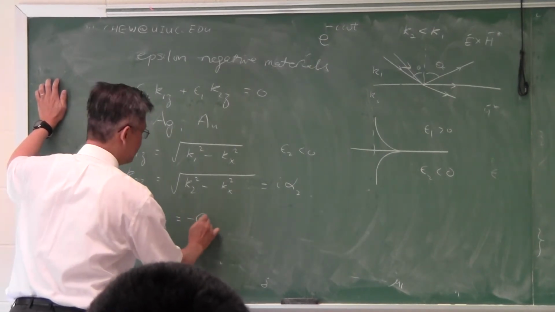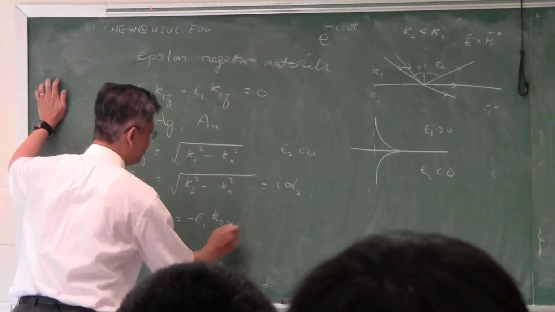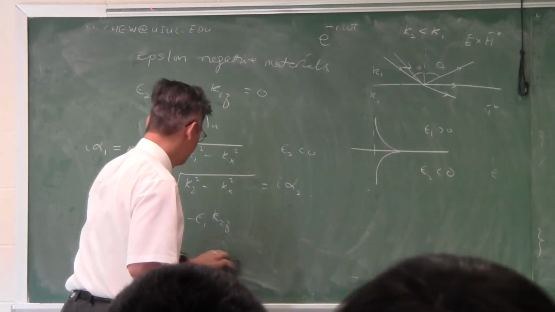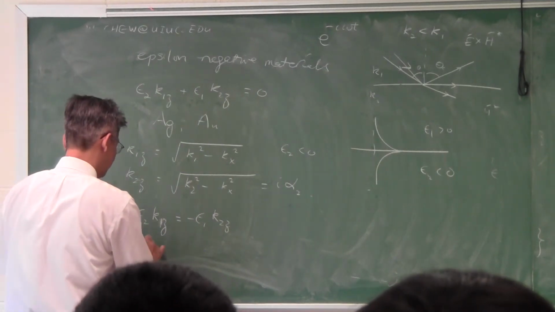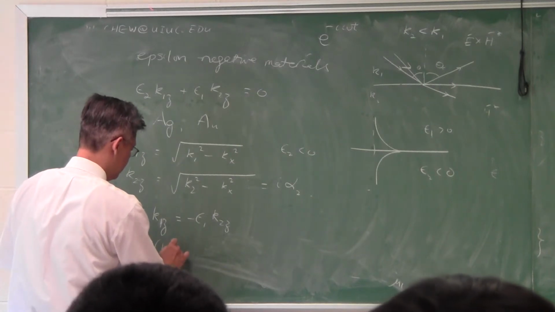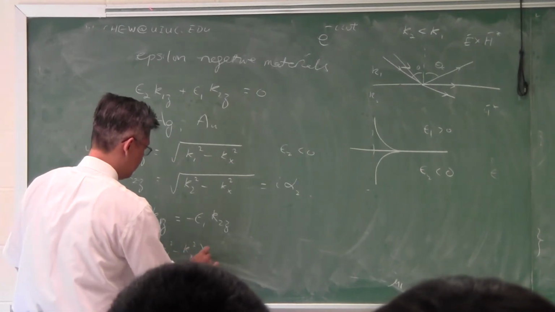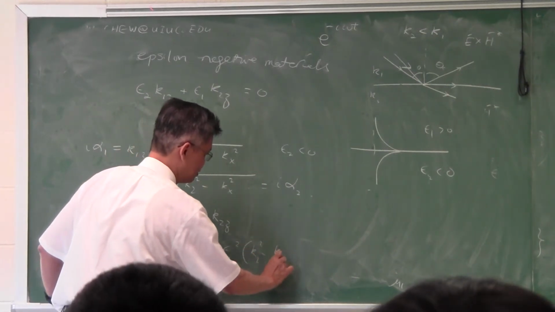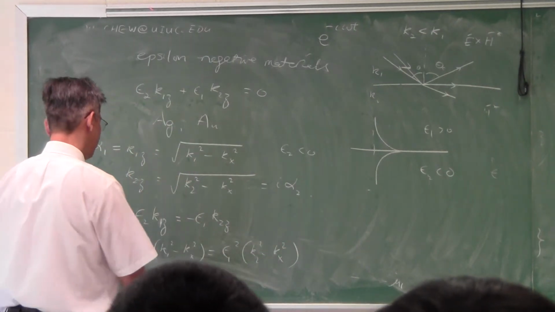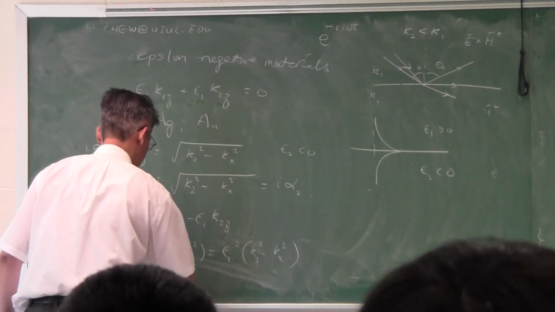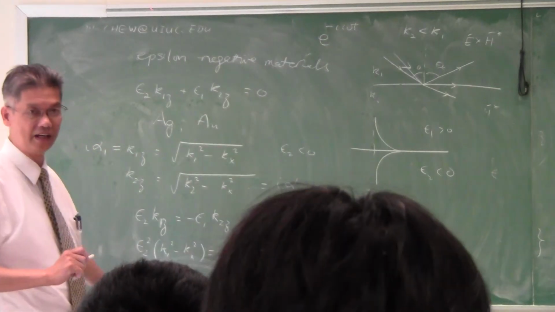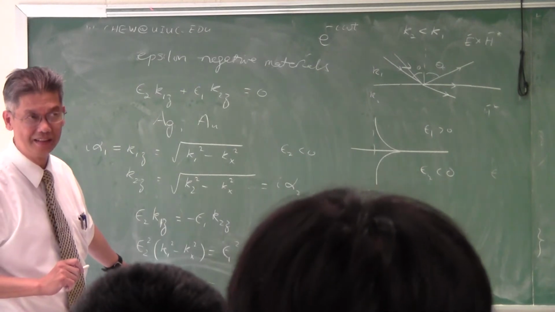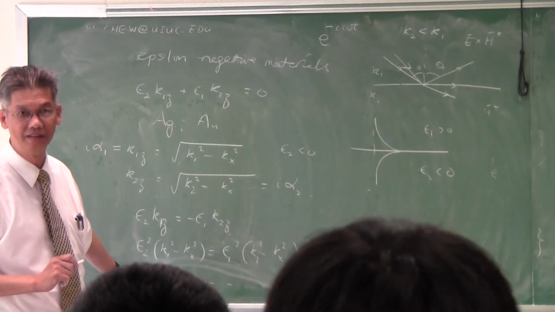When could this happen? This could happen when this is true. Of course, this equation cannot be solved, so you square it to solve it. K1 squared minus Kx squared over epsilon 1 squared equals K2 squared minus Kx squared over epsilon 2 squared. And then you can solve for Kx. I won't go through the details, you can do that yourself. But it's exactly the same as the Brewster angle condition.